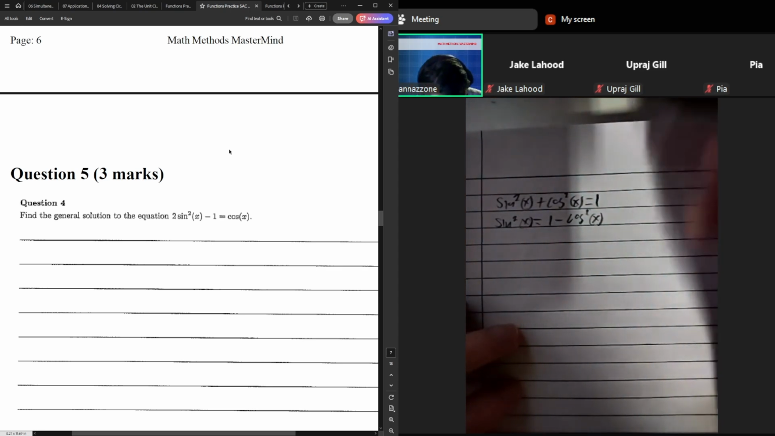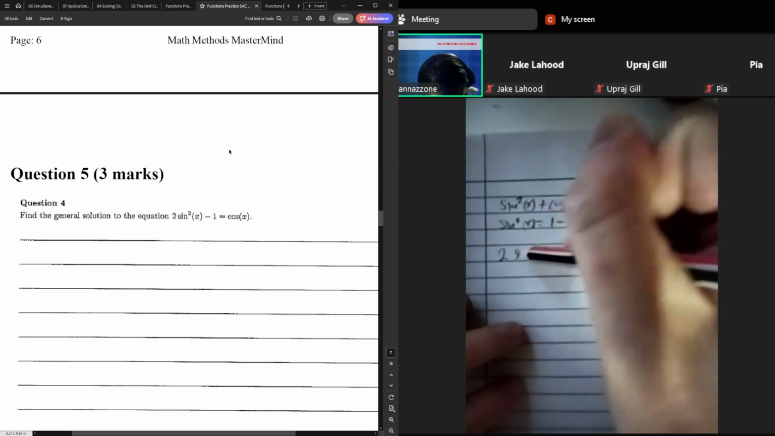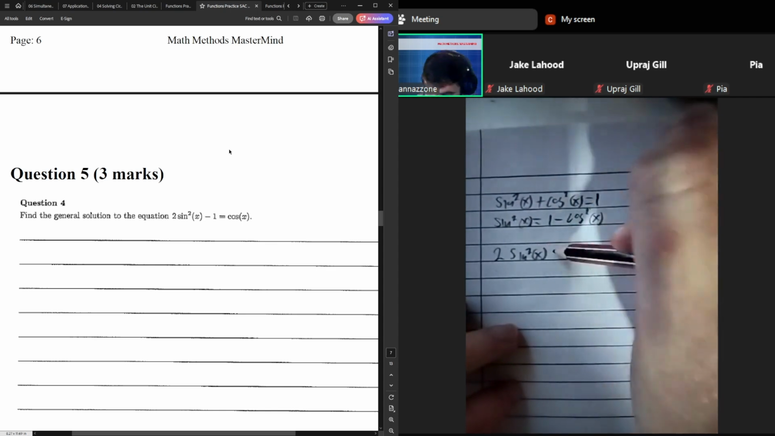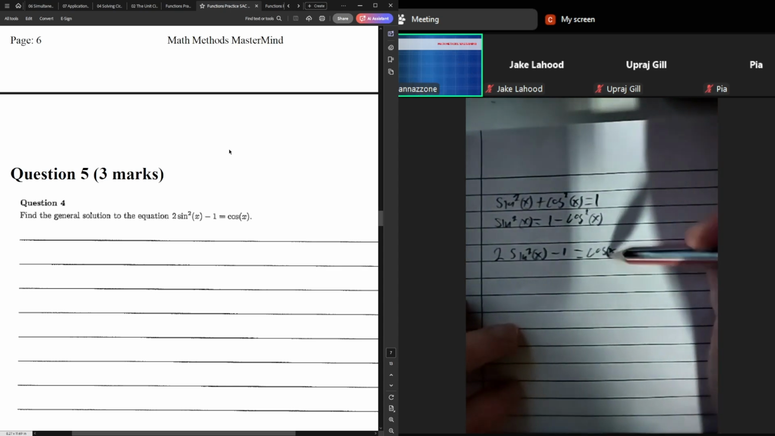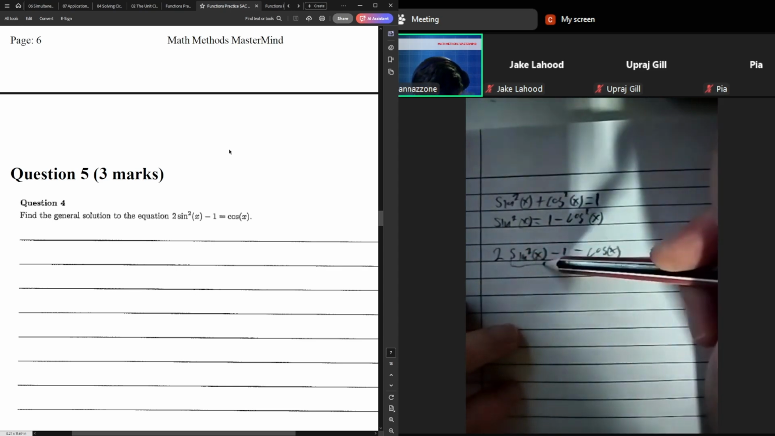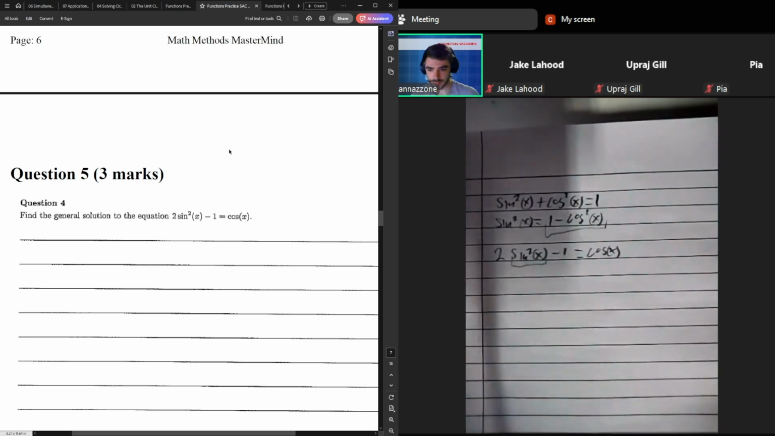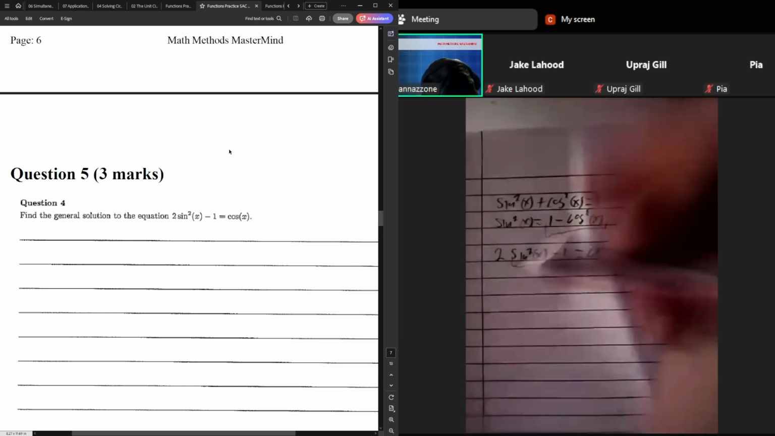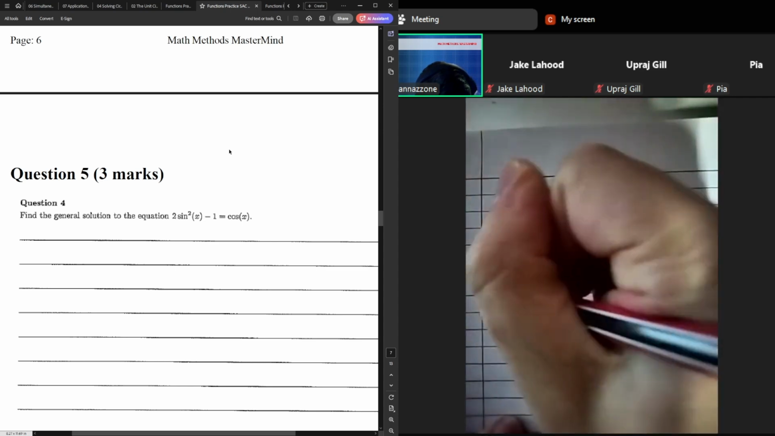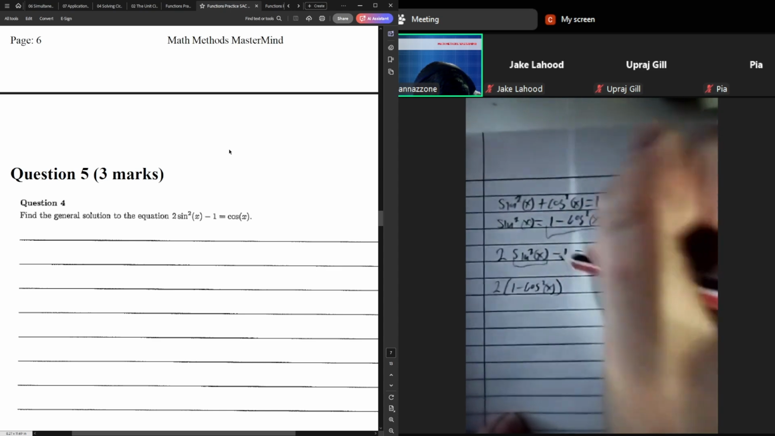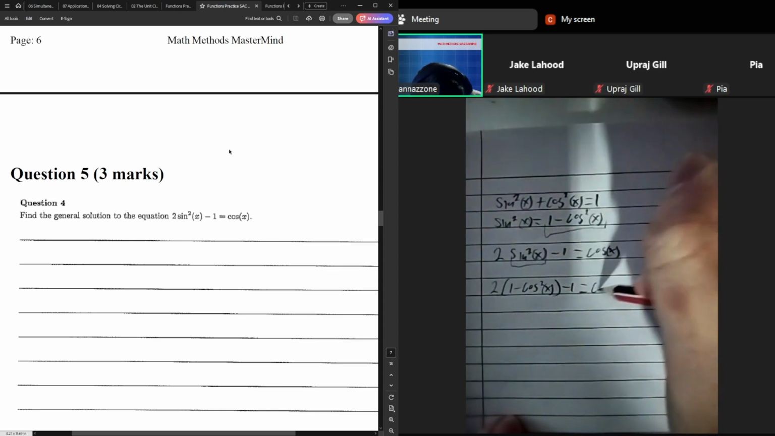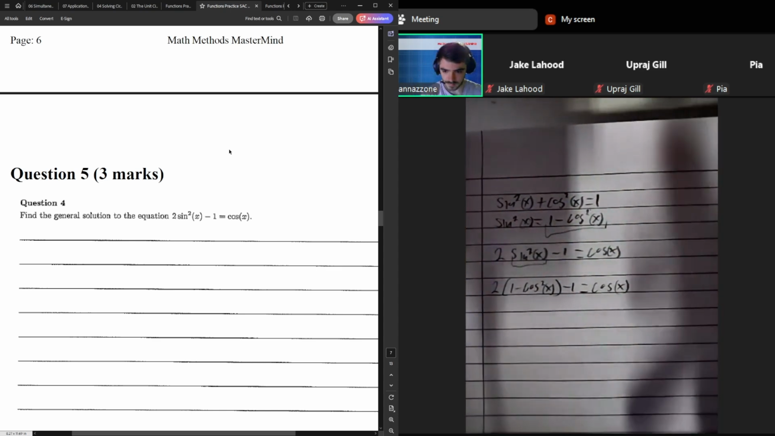And so when you have your equation, which was 2 sine squared x minus 1 equals cos x, you can now replace this with this. That gets you to a situation where you only have cos in it. So what that does is 2 bracket 1 minus cos squared x, you're still going to have that minus 1 equals cos x. Now, okay.